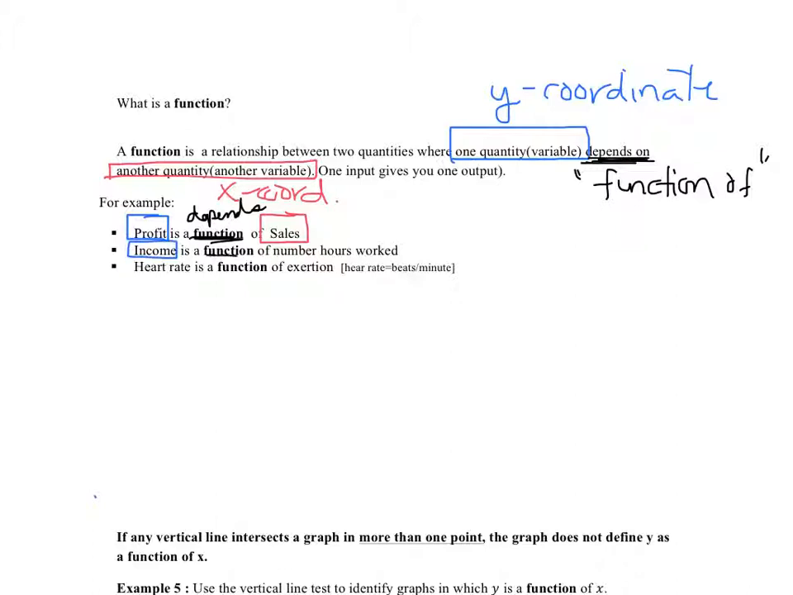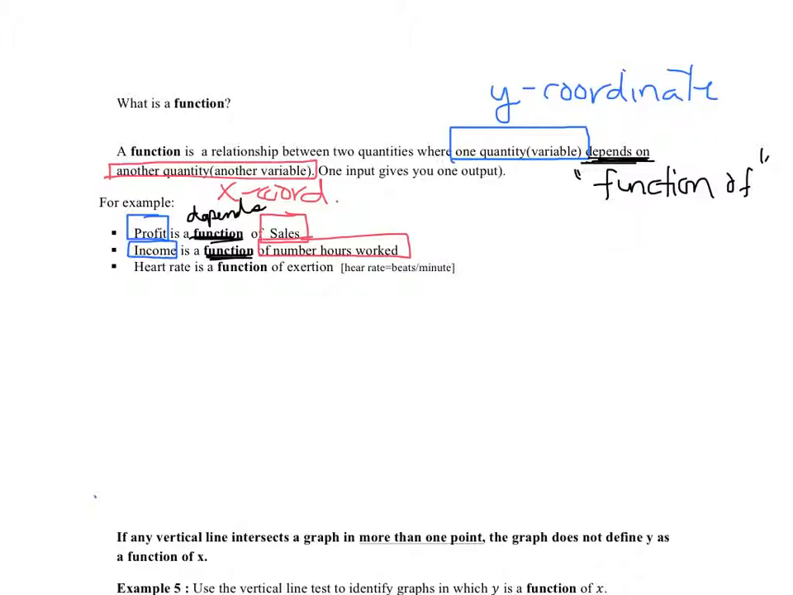We can say your income, if you have a job, your income is a function of what? Of the number of hours you work, right? Your income depends on the number of hours you work. The more hours you work, the higher your paycheck. The less hours, the lower your paycheck.